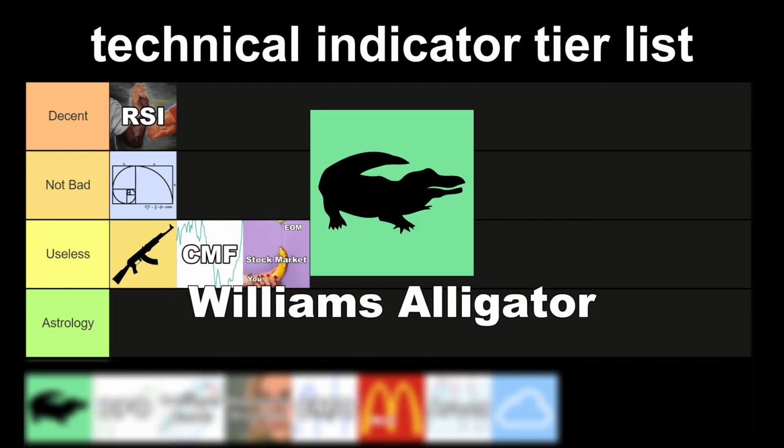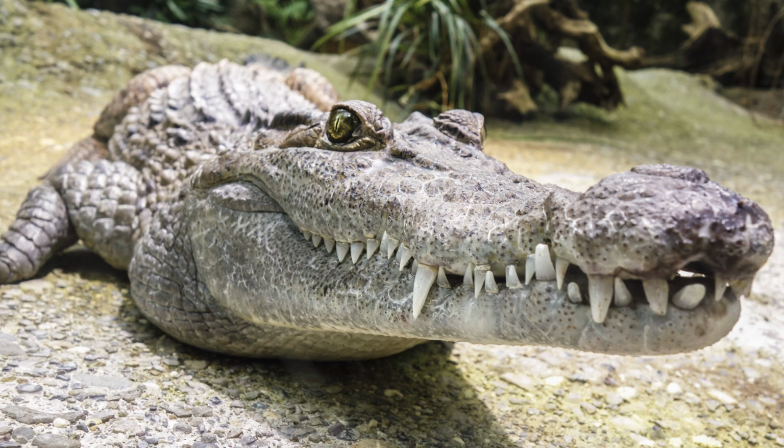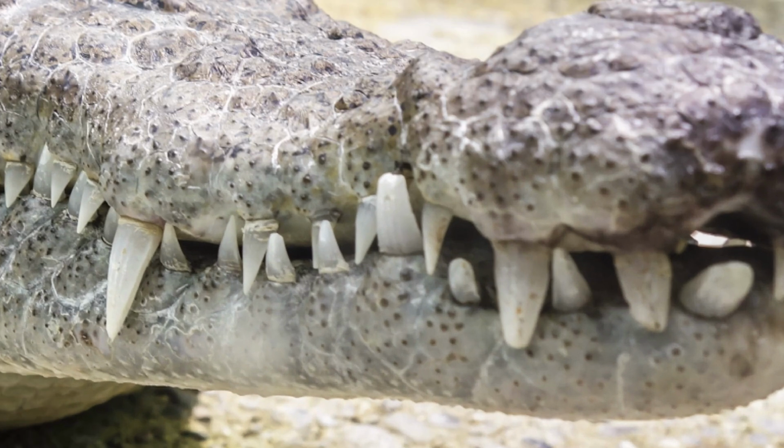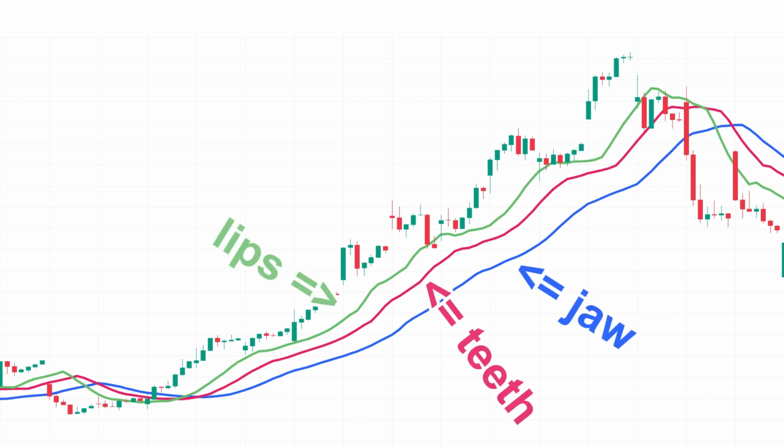Next, the Williams Alligator. This swamp puppy is gonna help you find trends and potential entry points. Alligators in nature actually only have 3 body parts: a jaw, teeth, and lips. The swamp puppy indicator is the same. It has a blue line, red line, and a green line. These lines are 3 different moving averages.